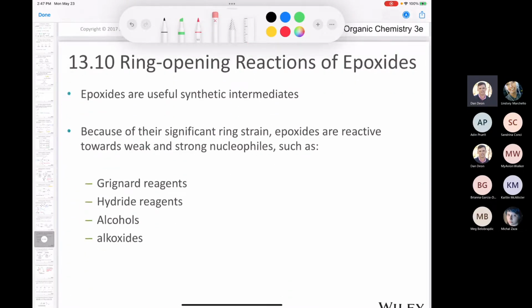But now we're getting into something really, really heavy and really important. Kind of two heavy sections of this chapter. The first one was the nomenclature, and again, we're going to review that some more next class. But the last one, I'd say, is the ring opening of epoxides, because we're going to look at two different ways to open an epoxide. One way is with a strong nucleophile. So strong nucleophiles like Grignard reagents, hydrides, alcohols, alkoxides. And then we're also going to look at acid catalyzed ring opening.